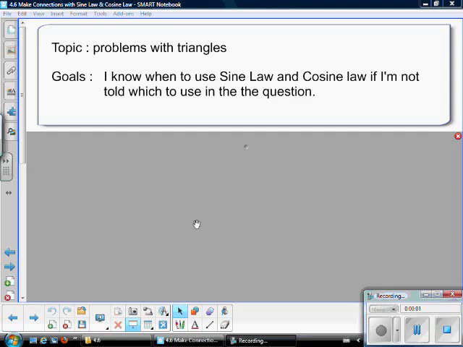This is the last formal lesson for this unit, and our topic is problems with triangles. Yes, and triangles have problems. However, I'm talking about, in most cases, word problems that we have to deal with.